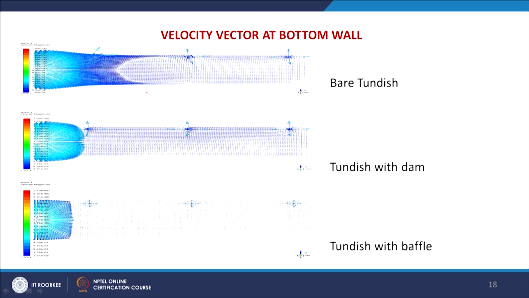You can also see the velocity vector at the bottom wall. As you see, in the case of bare Tundish it is going like this, and at the bottom wall you see the higher velocities up to this zone, whereas in this case you see that this high velocity zone is confined here, because after that it is facing a dam. So it is going up, so velocity is increasing in the upper planes, not at the bottom wall. So as is seen in the case of dam and baffle also.